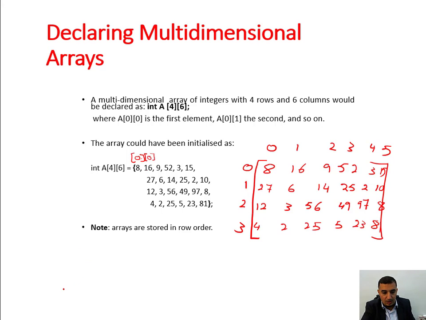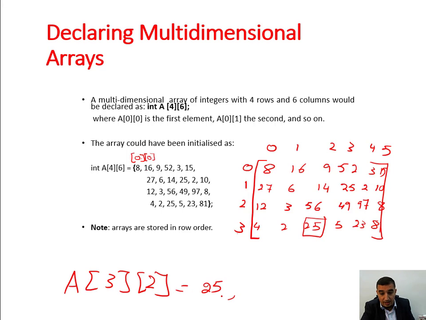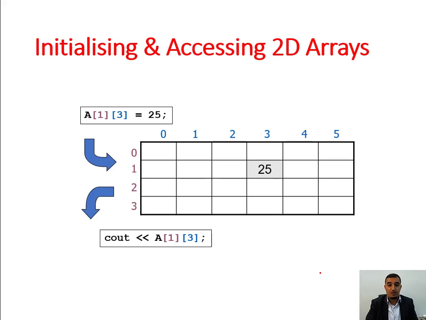So if I said I want A[3][2], I will go to row number 3, starting from counting from 0, column number 2, so it will be this 25. And if I want to access this 97, this 97 is basically A[2][4], row 2, column 4. This is how you access values inside your array.